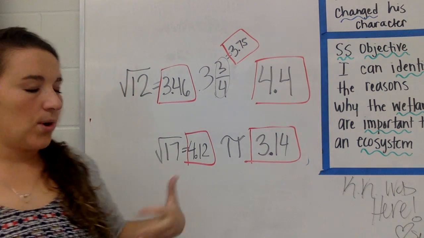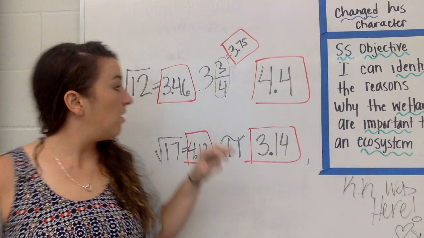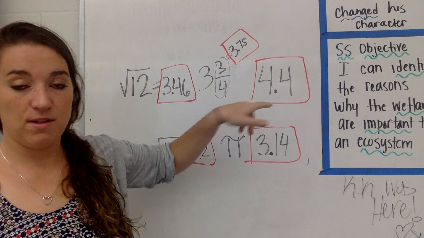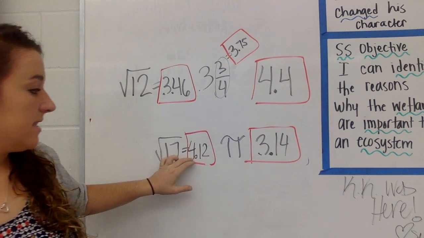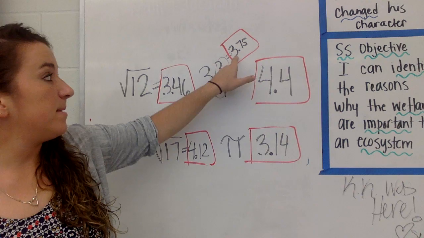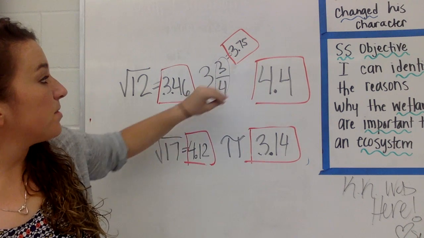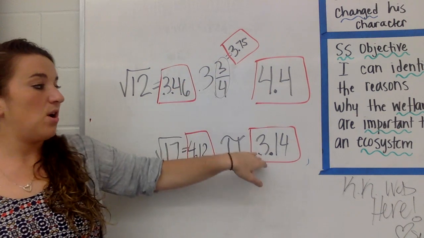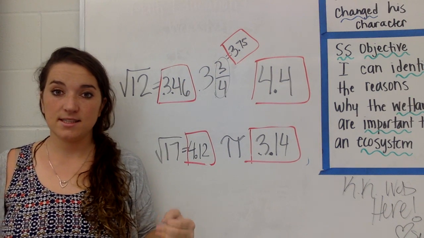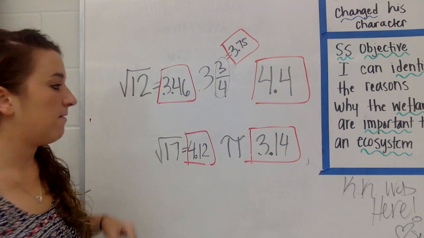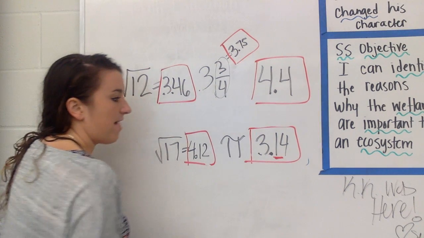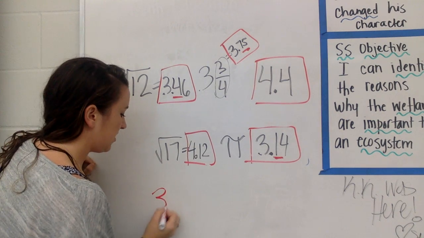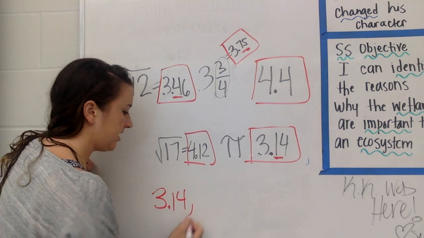Okay, so now we need to order these numbers. So we have 3 numbers that start with 3 and 2 numbers that start with 4. So because this means that we have 4 ones and this means that we have 3 ones, the ones with 3 ones are going to be smaller. So out of these 3 numbers, which is the smallest? It's going to be 3 and 14 hundredths because you have that 1 in that tens place value versus a 4 or a 7. So there's our smallest, 3 and 14 hundredths.